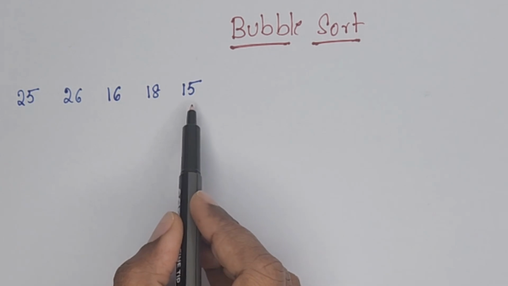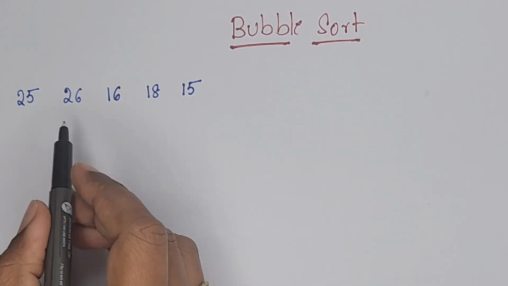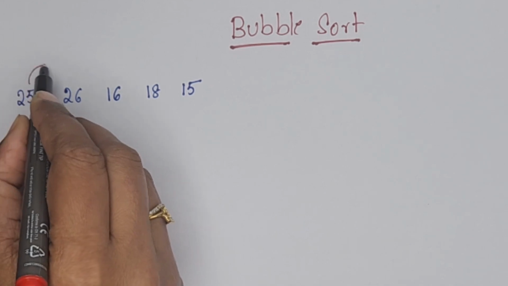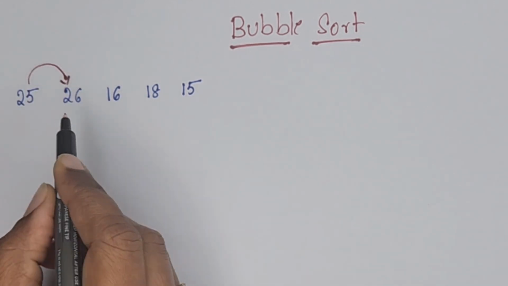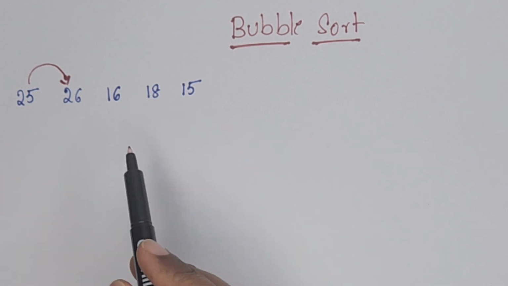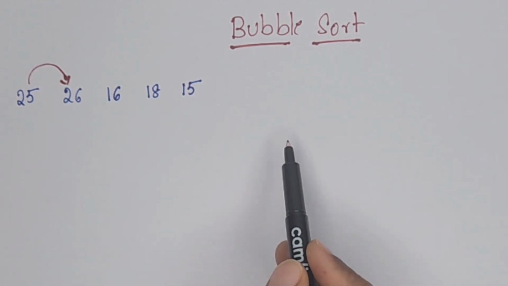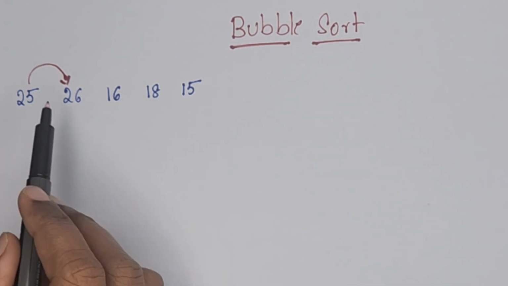There are 5 elements: 25, 26, 16, 18 and 15. So in bubble sort, first we have to compare the first two elements. Say I'm going to sort the elements in ascending order. Ascending means from the smallest element to the largest element, which means the large element will be placed in the last locations like this.